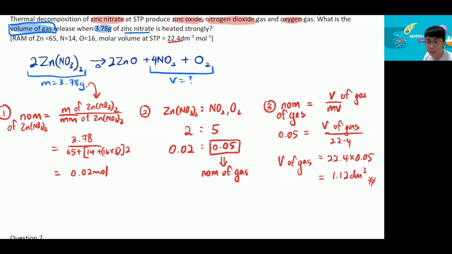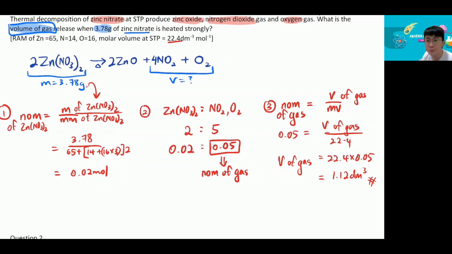Okay, so at this point, these 3 steps show you a very good trend. Every question can be done by this trend. Step 1, always use information provided. I give you mass, you use formula with mass. I give you volume, you use formula with volume. Now, I have mass in this case, mass over molar mass. Find my number of mole, compare, and then relate to my last formula.